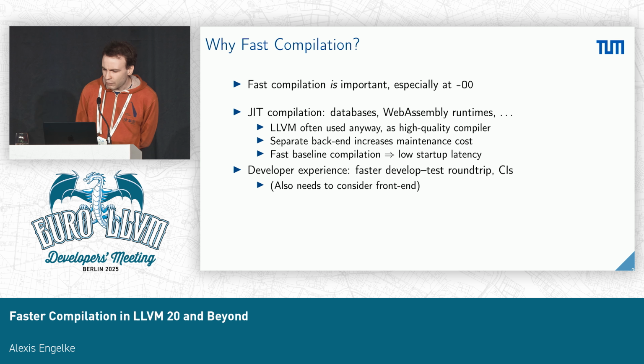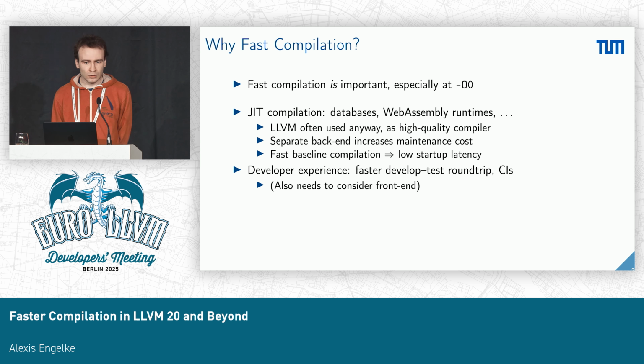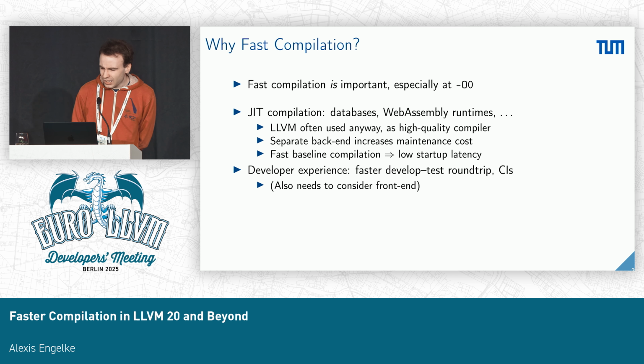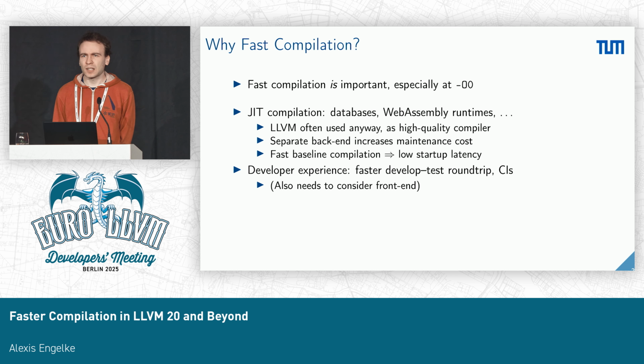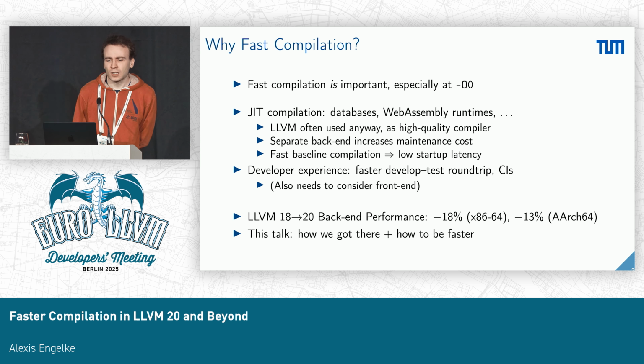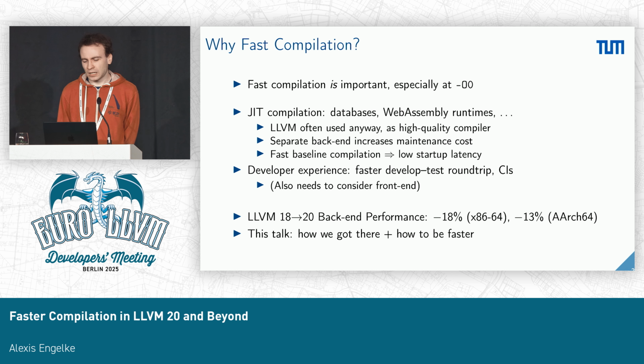Now, for developer experience, this also needs to consider the compiler frontend, which I'm not going to talk about today. So today's talk will primarily focus on the backend. Over the last year, LLVM has seen quite a substantial improvement in the O0 backend performance of up to 18% on x86. What we'll do in this talk is look at how we got there, what some lessons learned from implementing these improvements are, and I'll also try to outline some ideas on how to make LLVM baseline compilation even faster in the future.